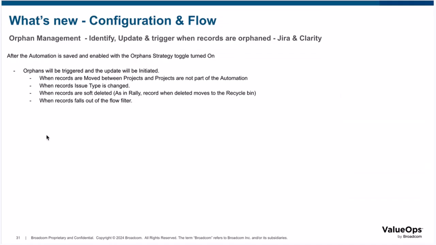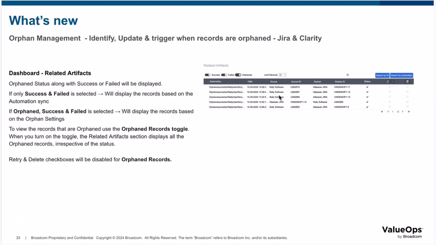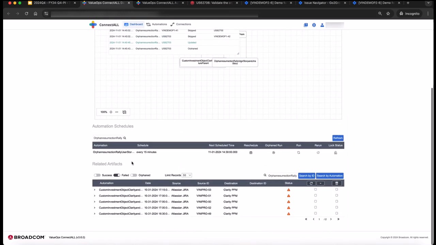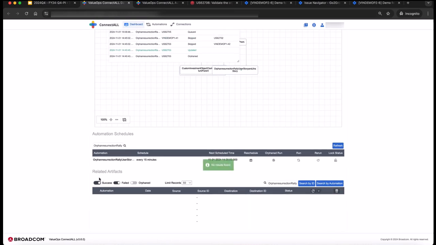So a couple of things that we have to remember on this: on the dashboard, as I said, we have this run that can be identified and triggered. The record that is being orphaned can be identified for the last 4 hours. And then we also have the dashboard related artifacts, where we have introduced this concept where you can identify records that have been orphaned. So let me go into my dashboard. When you go into your dashboard, under the related artifact, the success and the failure are basically the sync related operations. Any automation that has been sync related, you'll get it here.